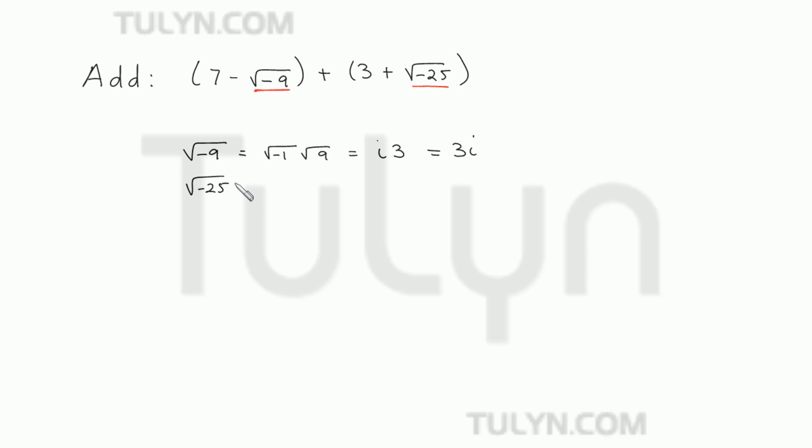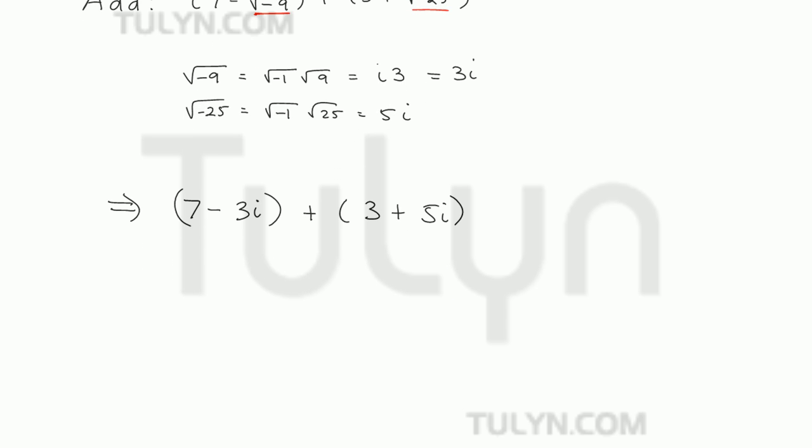And similarly, the square root of negative 25 is going to give you 5 times i, correct? So now we can replace these into the original sum. So we want 7 minus 3i plus 3 plus 5i. Now the way to combine these is we want to combine the real parts together, and then combine the imaginary parts together.